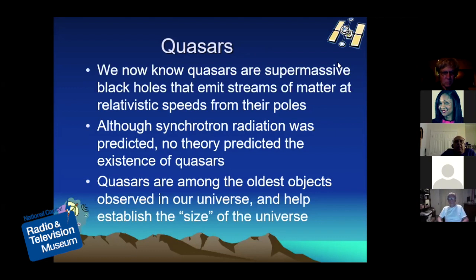So we didn't have any theory that predicted the existence of quasars, but we found them. And bingo, the theory had to accommodate that, as happens in science. And quasars are among the oldest objects observed in the universe and help us establish the size of at least the observable part of the universe. The distinction between the observable part of the universe and the whole universe is probably worth an hour presentation all by itself. I won't get into that too much.